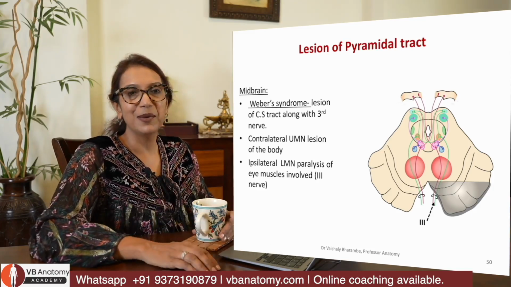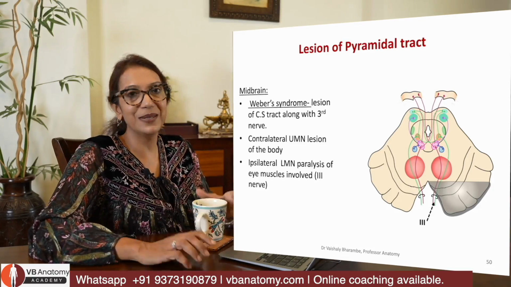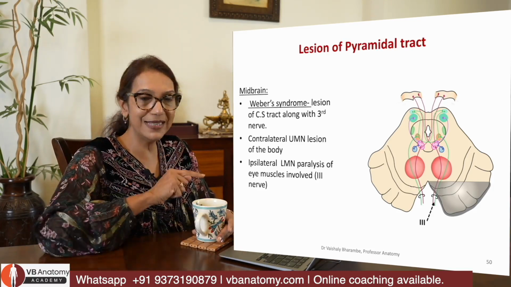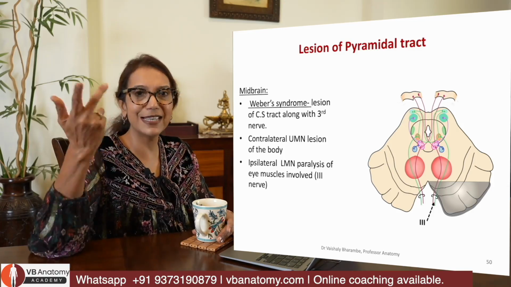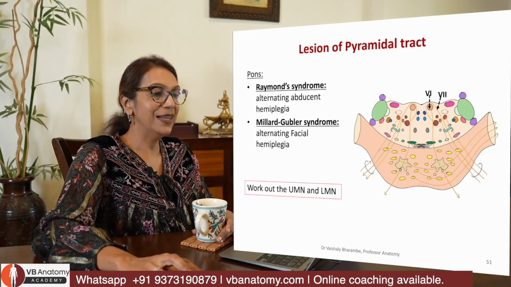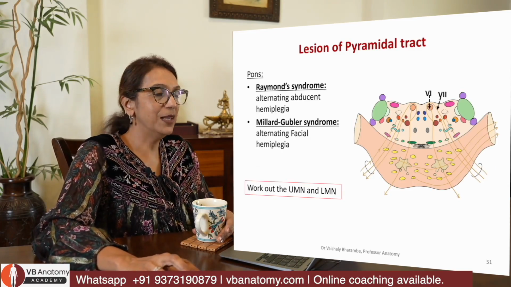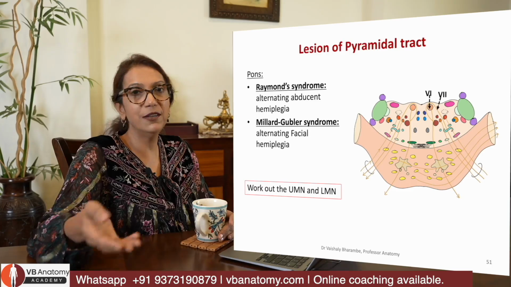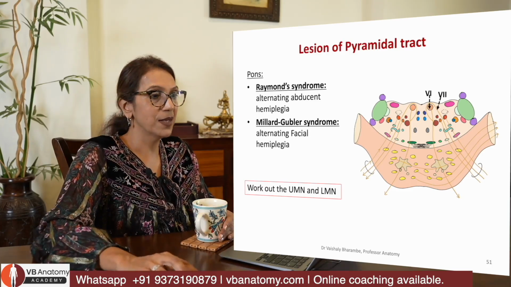I know it's a lot, but when you do midbrain, you're going to do this again anyway. Okay, it's actually maths. If you draw this, you will find yourself answering like this. Okay, take it down to the pons. In the pons, I've got two major cranial nerve nuclei. One is my abducent nerve, the other is my facial nerve.